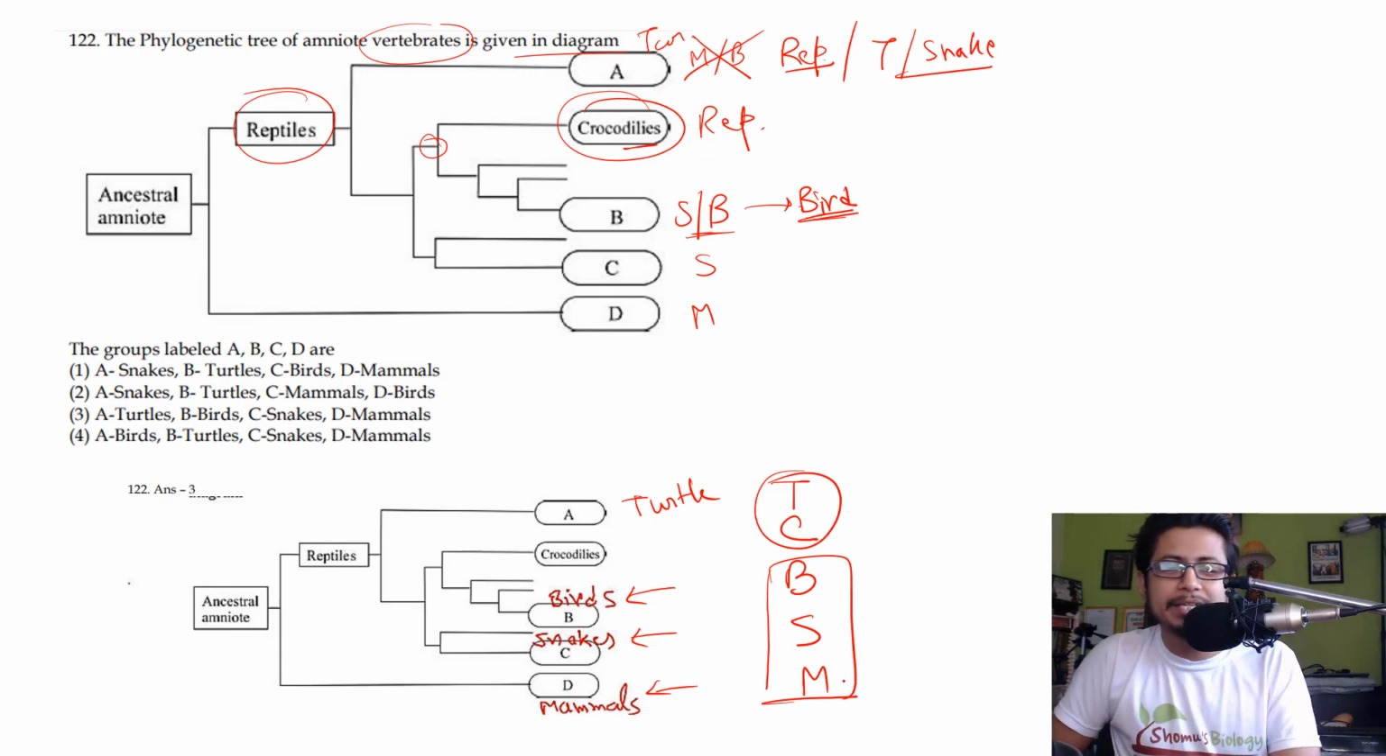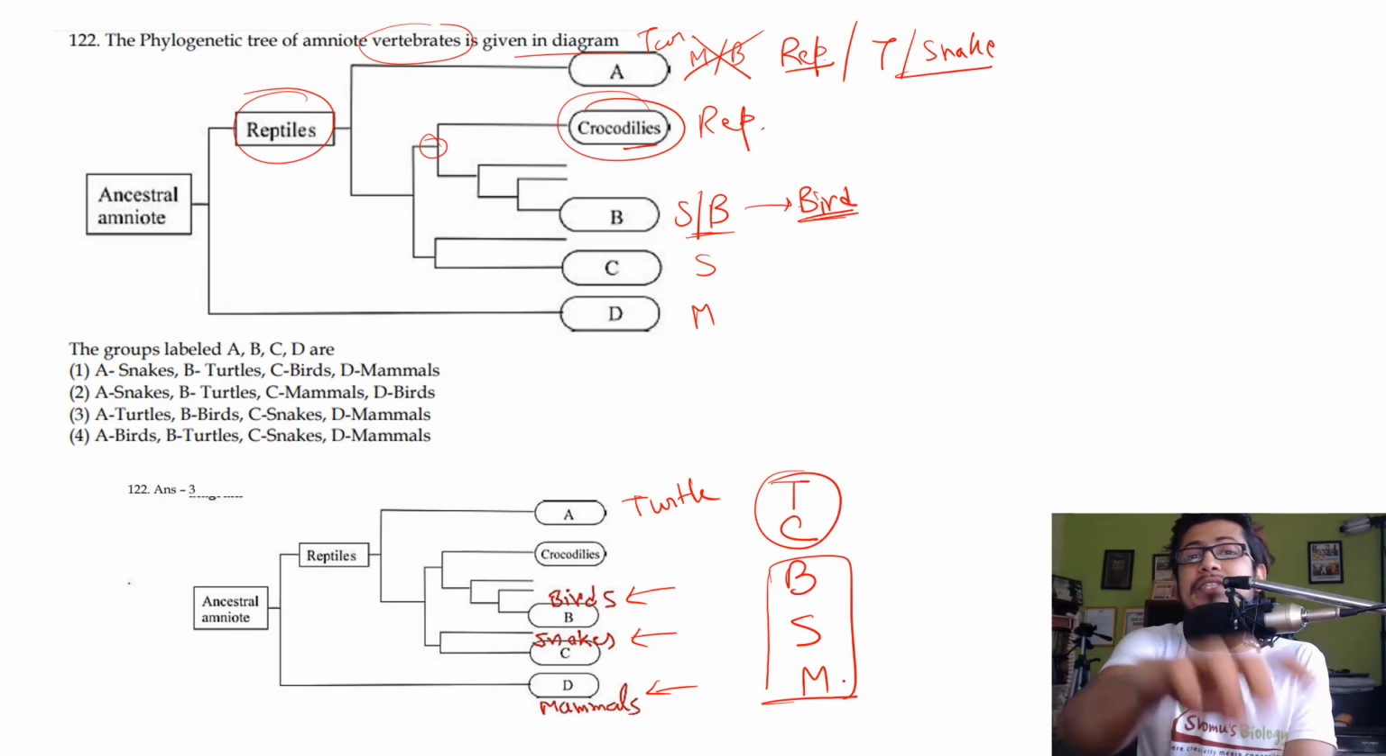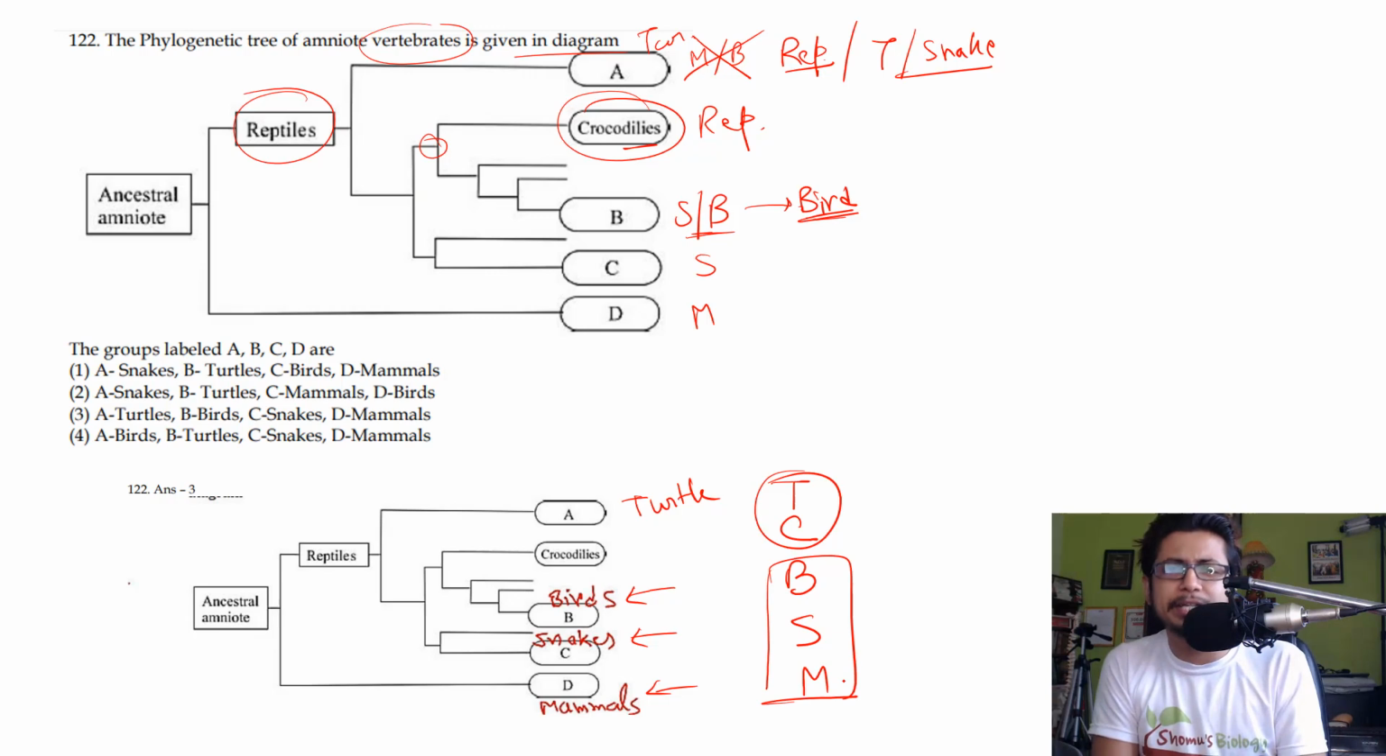They asked that. Okay, so they can ask this question directly like this one, or they can ask it in a different manner with further complexity. But still, if you know that, you can answer it. But this is a very interesting clue that the birds are much more closely related to crocodiles than the snakes are related to crocodiles. Remember that, okay?